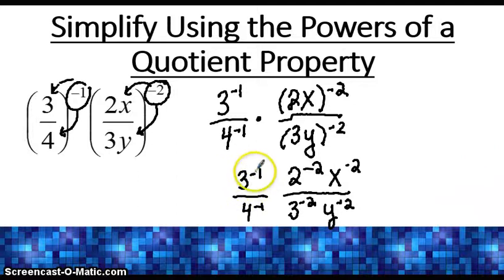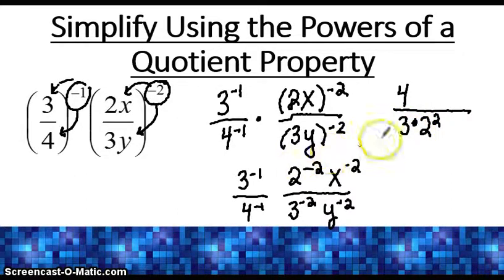Now, if you look, we have negative exponents with every factor. That means we're going to have to move them in order to make them positive factors. The 3 to the negative 1 is going to have to go to the denominator to become 3 to the 1, or just 3. The 4 to the negative 1 is going to have to go to the numerator and become 4. 2 to the negative 2 is going to have to go to the denominator to become 2 squared. It's a times symbol. We need something in there to show that it's not 32, it's 3 times 2 squared.